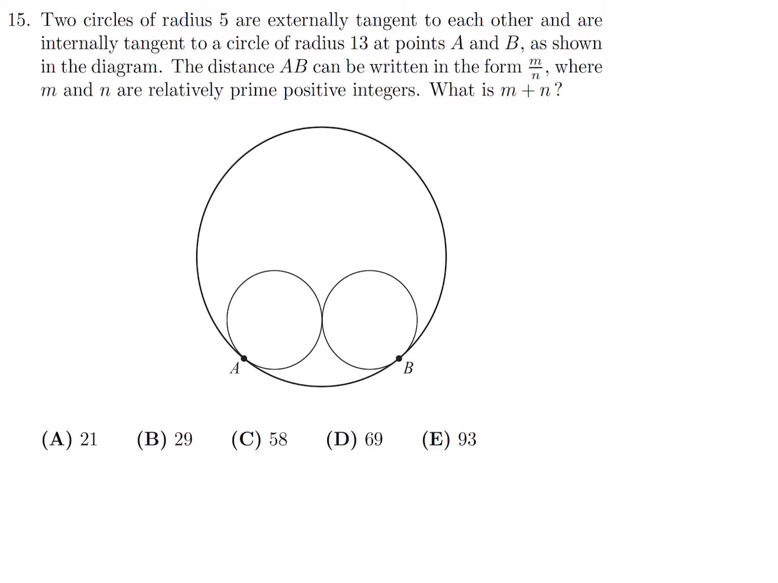Two circles of radius 5 are externally tangent to each other and internally tangent to a circle of radius 13 at points A and B, as shown in the diagram. The distance AB can be written in the form m over n, where m and n are relatively prime positive integers. What is m plus n?